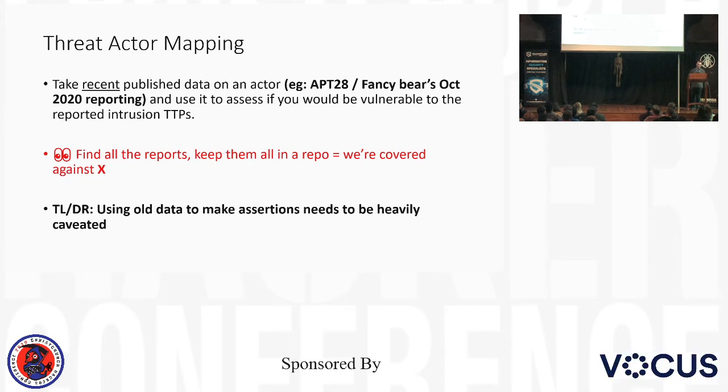So this is one of the finer points about ATT&CK, right? We need to be really careful about aging out indicators. Finding and then referring to published reporting is useful for a lot of reasons, but we need to be cognizant of the age of that data. The older the data is, the harder it is to make assertions about your organization's coverage. So saying, we've found all these reports, we're going to keep them in a repo, and we can assess these techniques we've covered against X, needs to be heavily caveated.